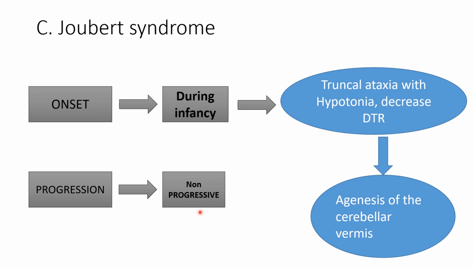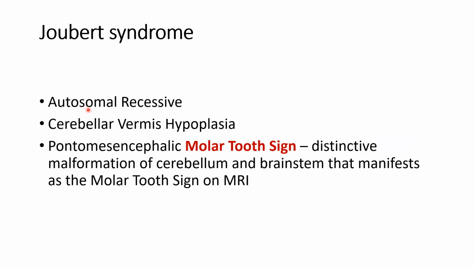Now in the C option, Joubert syndrome, the onset of symptoms will be during infancy, not since birth. It is non-progressive and the patient will have truncal ataxia, hypotonia and decreased DTR as mentioned in our MCQ. It is due to agenesis of the cerebellar vermis. Joubert syndrome is autosomal recessive. Cerebellar vermis hypoplasia is characteristically present in this, and the molar tooth sign in MRI brain is characteristically present in Joubert syndrome. So the right answer for our MCQ is C.